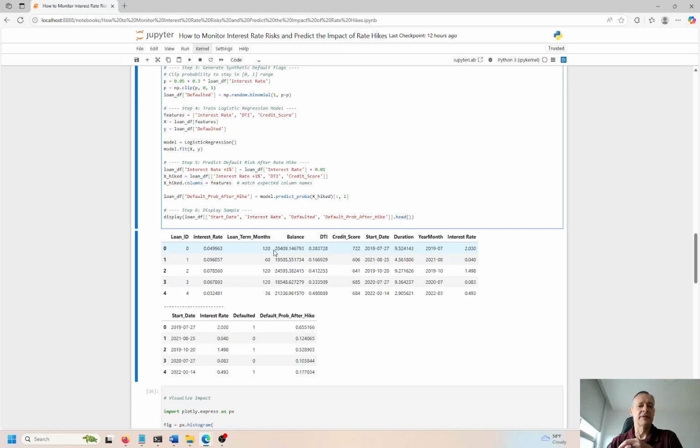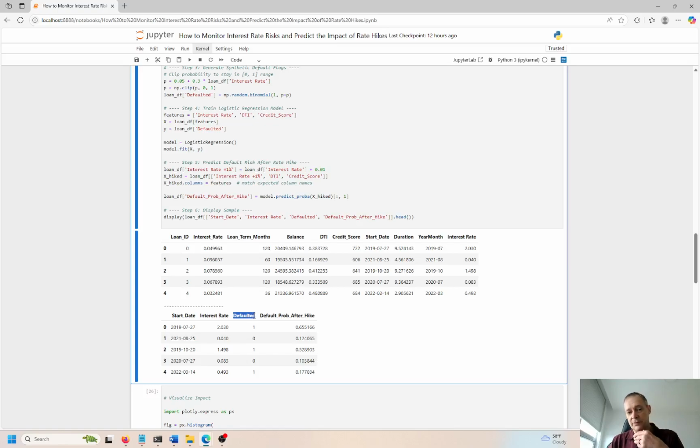So here we see the interest rates, the loan term in months, balance, that's what I showed you before, debt to income, start date, duration, that's what we just calculated, and the interest rate for that bond. And just below that, we see only the interest rate, the default of that loan, and the default probability after the rate hike. So this is very important too, right? So this has defaulted and the probability of default is 0.65. This is 0, has not defaulted, default probability is low. This is 1, default probability is high. 0, low. 1, actually kind of low.